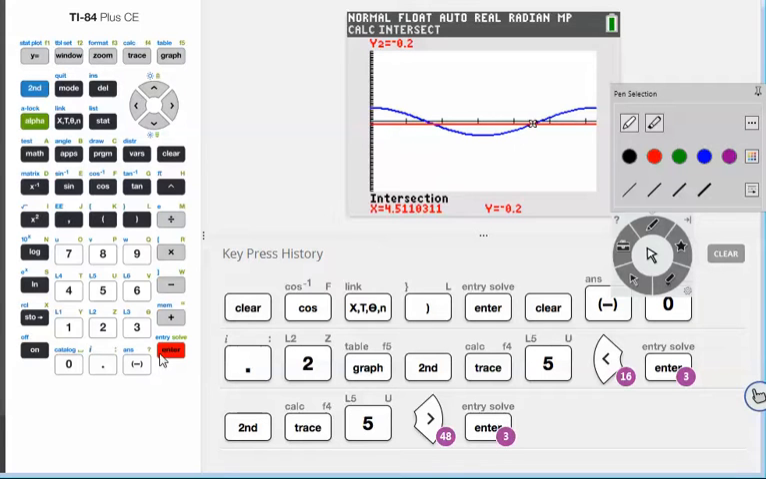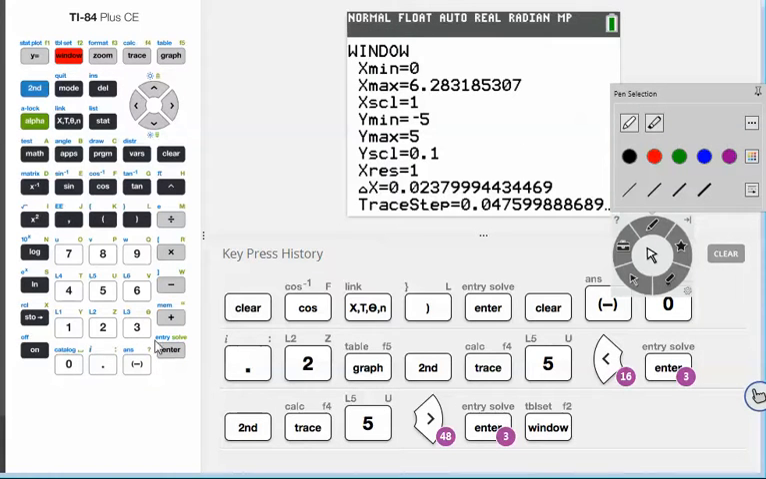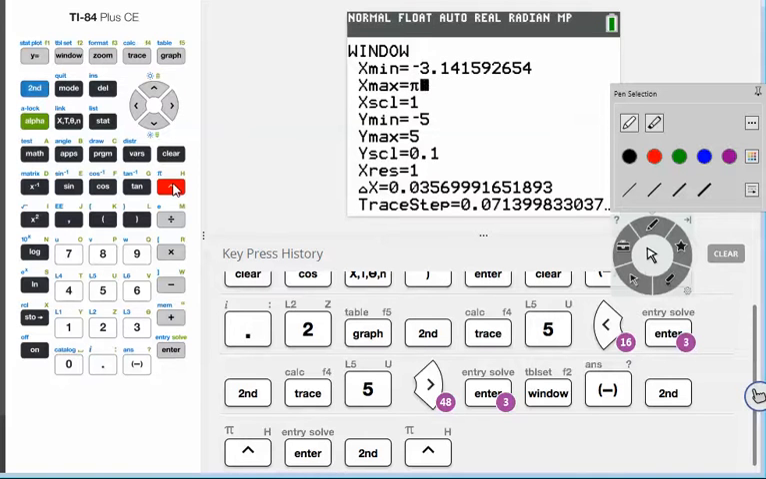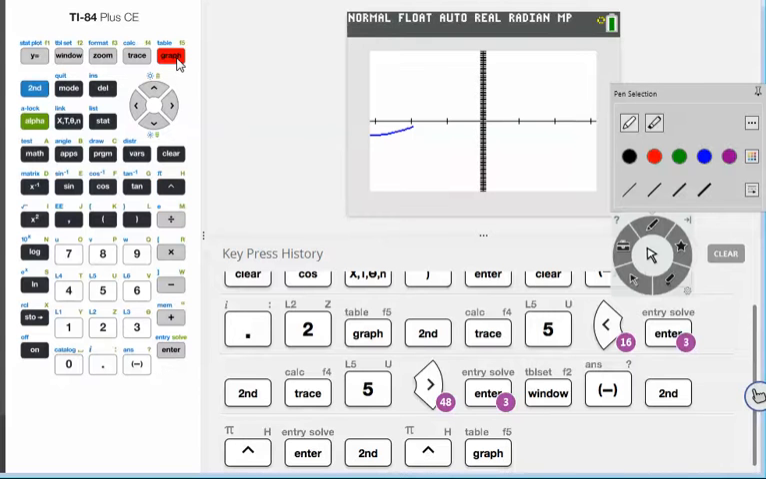So what I want to do is hit window, and instead of going from 0 to 2 pi, I'm going to go from negative pi to pi, because then that covers me for my arc sine and my arc cosine and all that good stuff. So I want to be in the same window that I'm allowed to be with the other guys. Now if I hit graph, I still have two answers: this one right here, and that one right there, the first answer that we found.